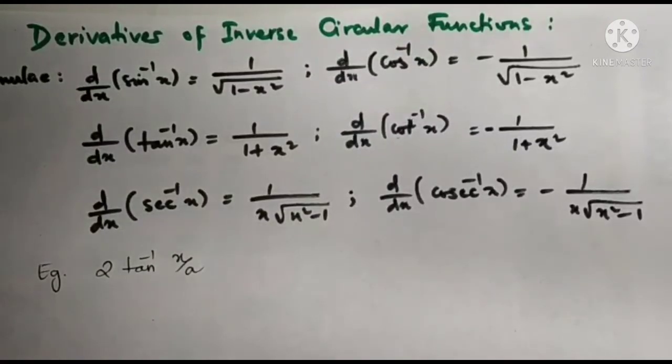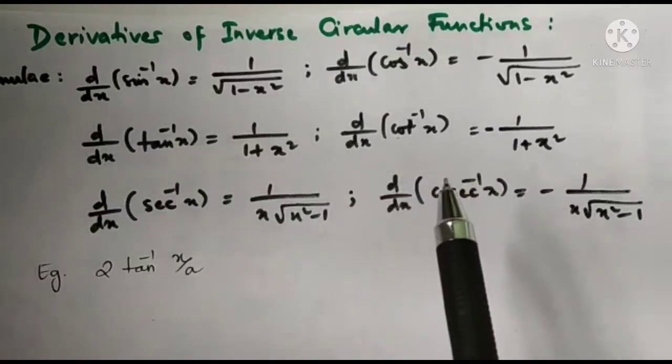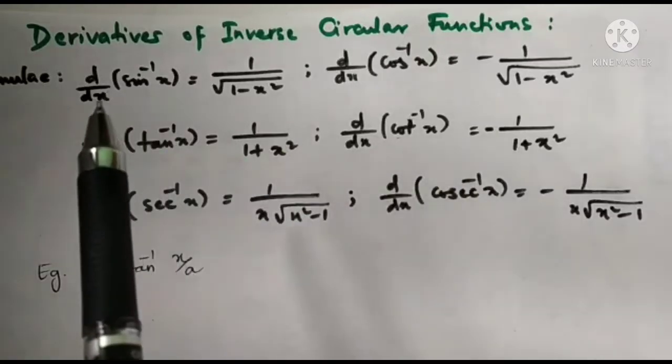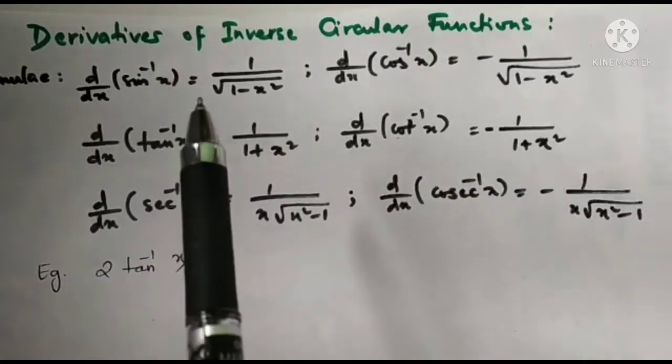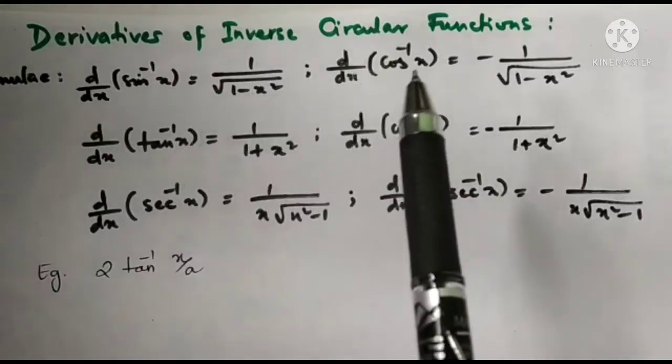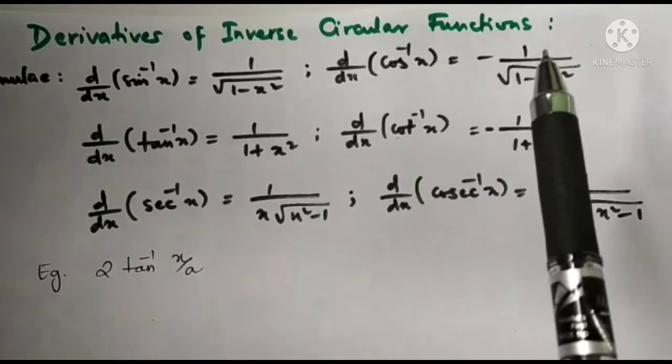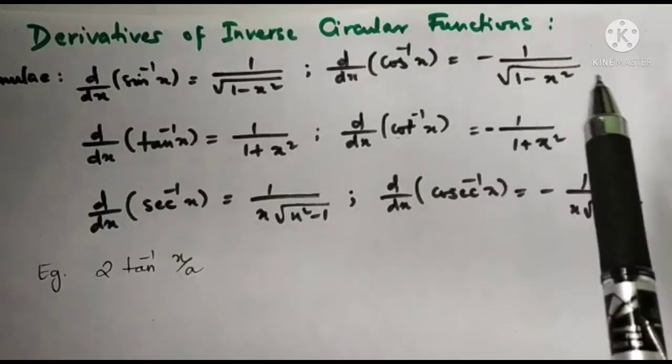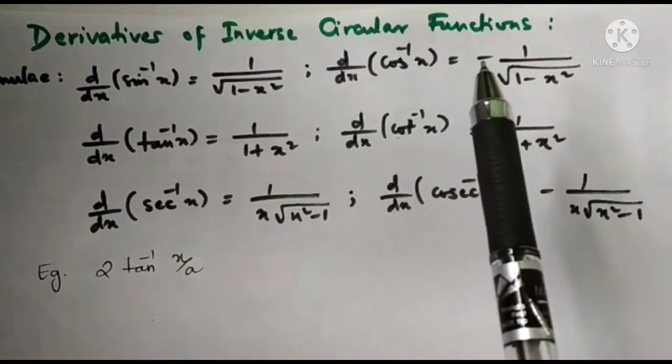Derivatives of inverse circular functions. Now, in order to find the derivatives of inverse circular functions, these are the 6 main formulas that you need to learn. The first one is d by dx of sin inverse x is equal to 1 upon root over 1 minus x square. D by dx of cos inverse x is equal to 1 upon root over 1 minus x square again, but with a minus sign.